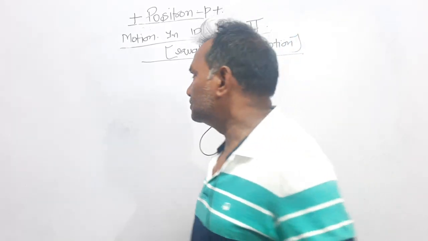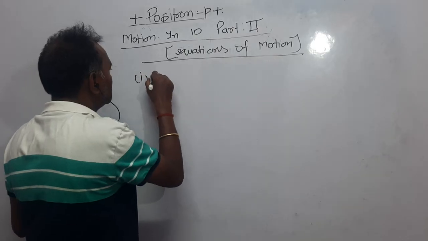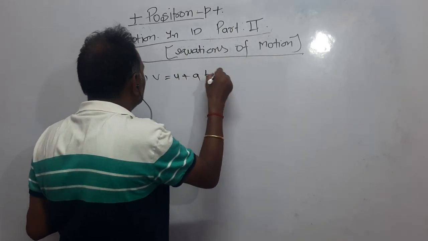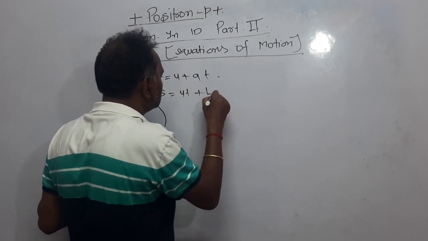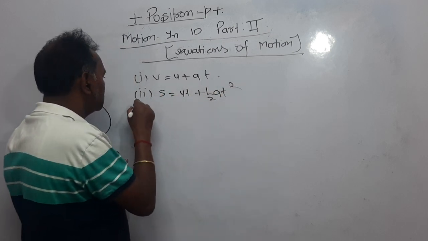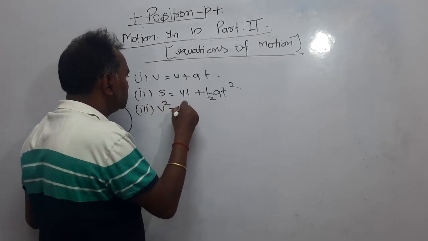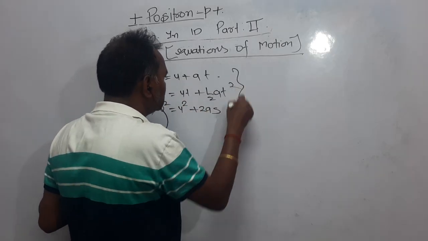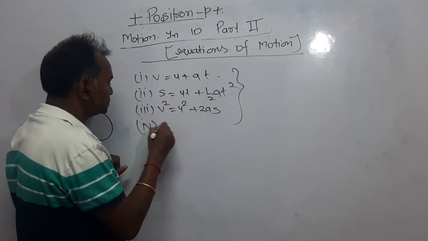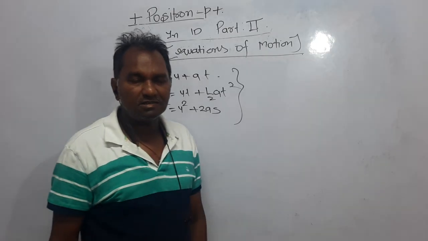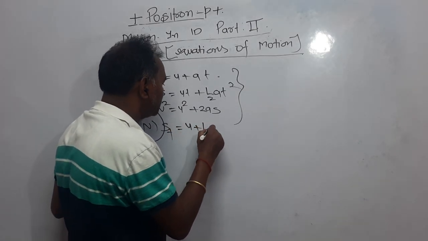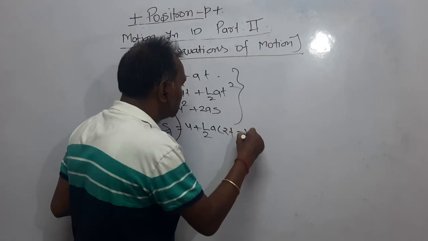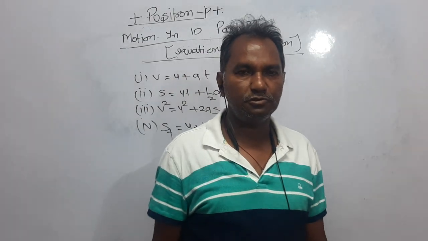You know the three equations of motion. The first one is v = u + at. The second one is s = ut + half at square. And the third one is v square = u square + 2as. These are the three, and there is a fourth equation also: the distance covered in the tth second, that is u + half a(2t - 1). These are the four equations of motion.